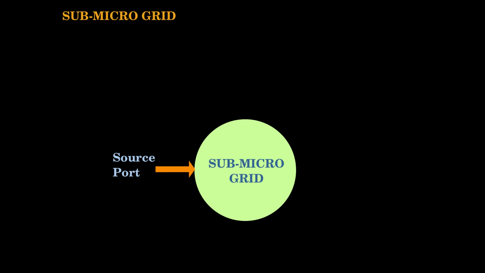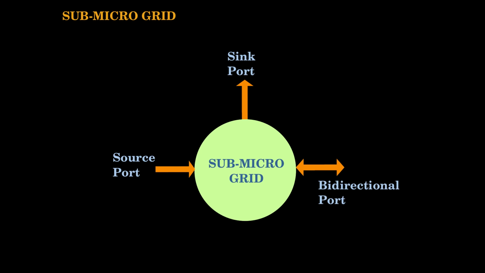There is one important port in the sub-microgrid, the source port. Ports from where power is drawn, input to the sub-microgrid. There is the sink port. Loads are connected, various different loads are connected to the sub-microgrid, and that is another important port. And then you can also have bidirectional ports like the battery, where under some condition it is pumping energy into the grid, and under some conditions drawing energy from the grid for charging.